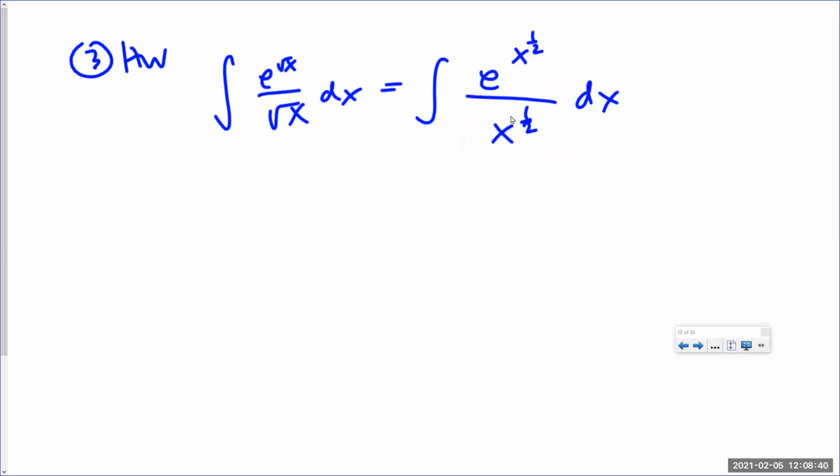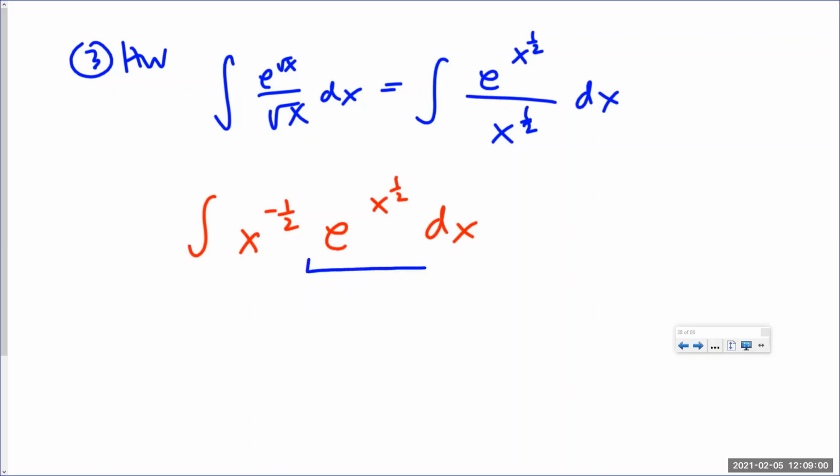What can I do when I have a monomial on the bottom? Bring it up. So I'm going to bring this x to the negative 1/2 up. Then I have e to the x to the 1/2 dx. Do you think you could take it from here? No? Okay, that was a unanimous no.